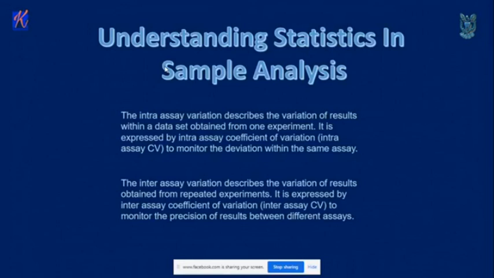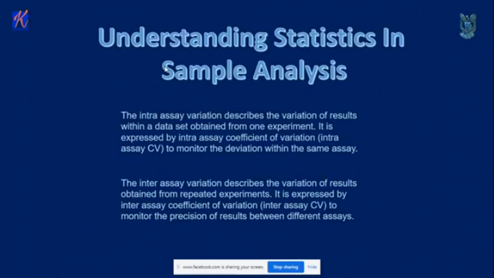What is intra? Intra means within. So intra-assay variation is the variation of results within a data set obtained from one experiment. That is what is written here. If we calculate the intra-assay CV, that is the intra-assay coefficient of variation, this helps us to monitor the deviation within the same assay. I will explain what I mean by the deviation within the same assay.